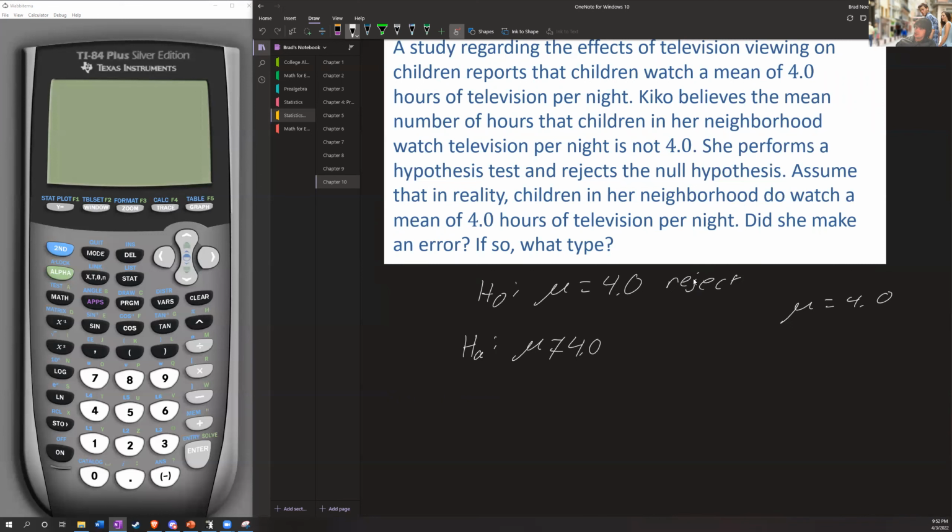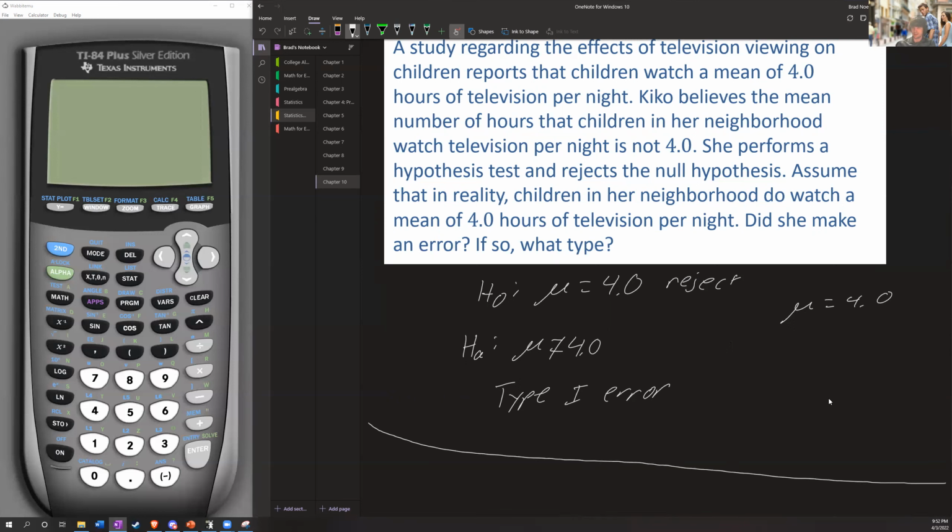So Kiko should not have rejected. Kiko did reject when she should not have. That is to say, she convicted someone who was innocent. That is a type 1 error. And again, that is generally viewed to be the worst error to make. Okay.